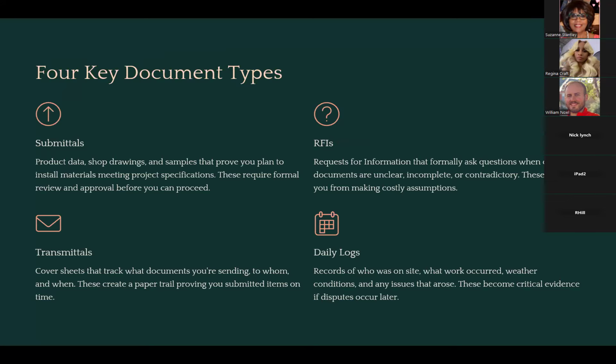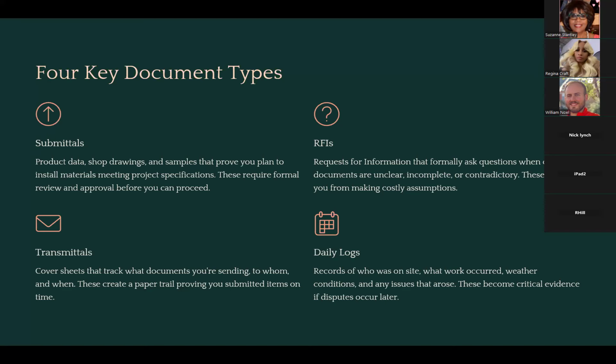So let's talk about those four different documents that I mentioned. Submittals. So submittals are product data. There's shop drawings. There's also samples. There's a list of probably 10 different kinds of submittals that you can have, but the main ones you're going to get into are product data, shop drawings, and samples.